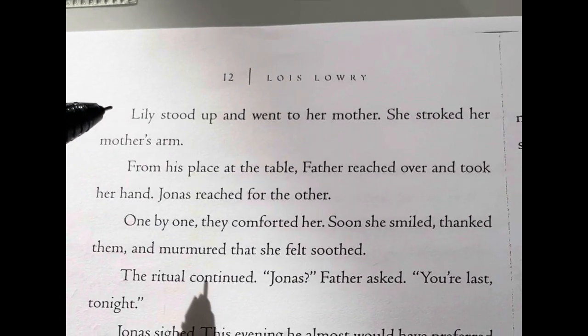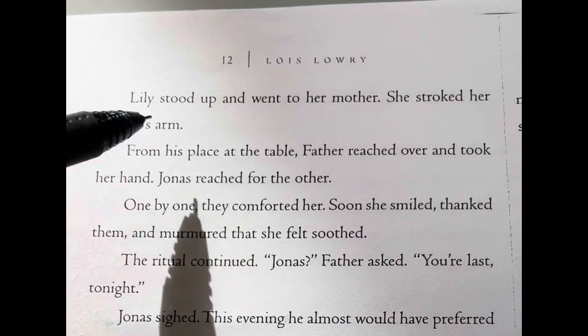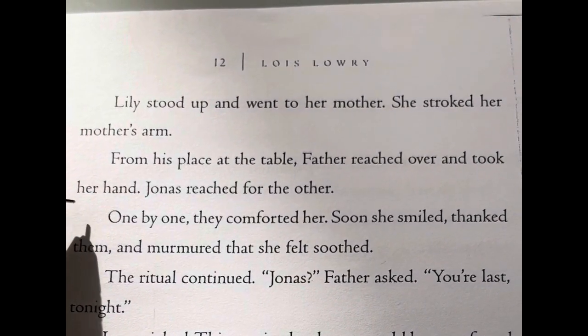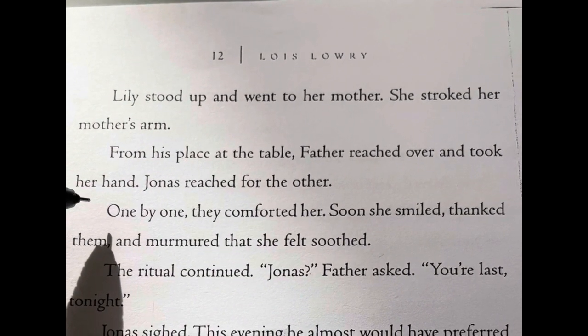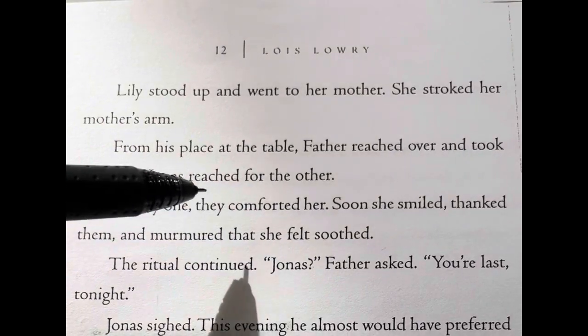Lily stood up and went to her mother. She stroked her mother's arm. From his place at the table, Father reached over and took her hand. Jonas reached for the other. One by one, they comforted her. Soon she smiled, thanked them, and murmured that she felt soothed.